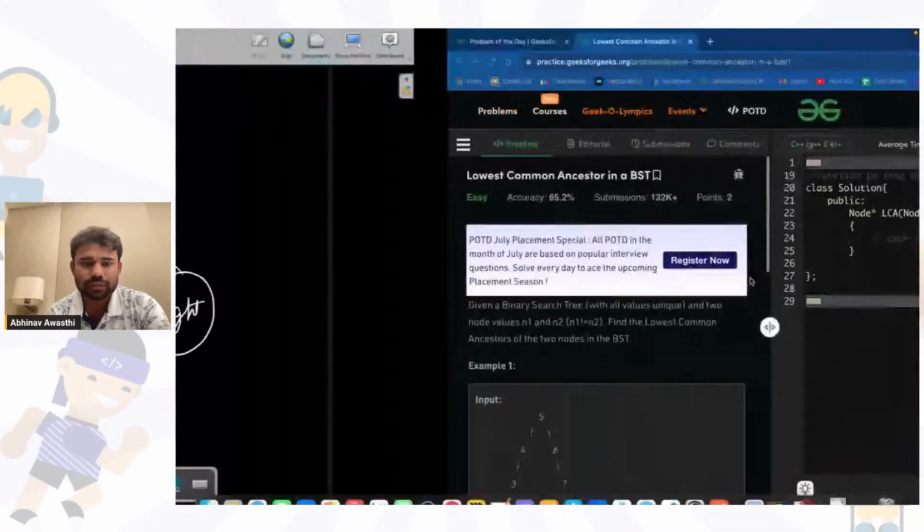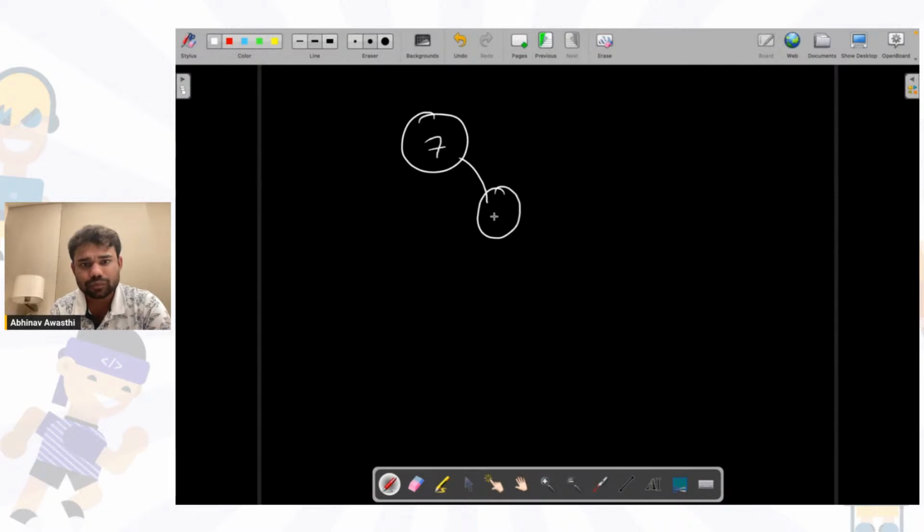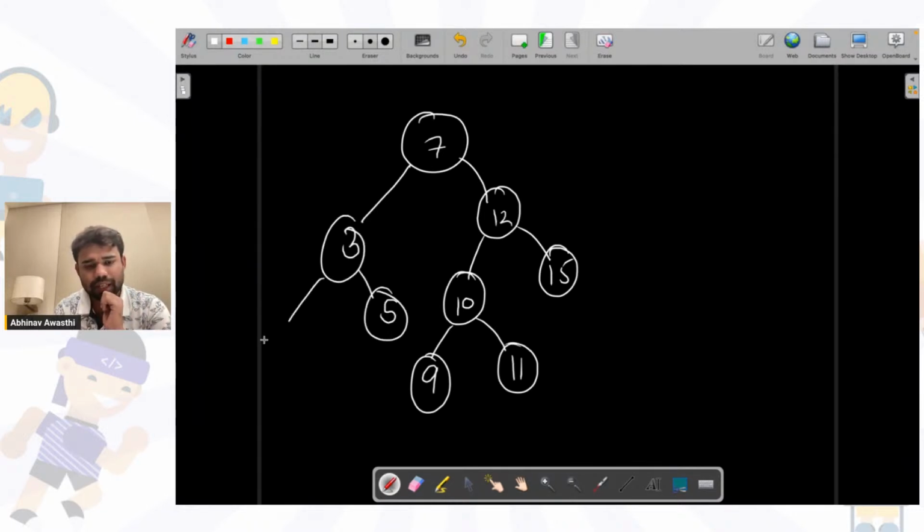Hello Mo Mazandar. So if you will see, let's say there's a binary tree given to you. Let's say there's 7, 12, 15, 10, 11, 9. Please tell me if it is a valid tree that I'm writing here. I'm not sure whether it is valid or not. Yeah. So let's say this is a binary search tree.